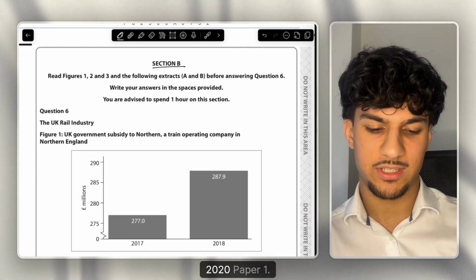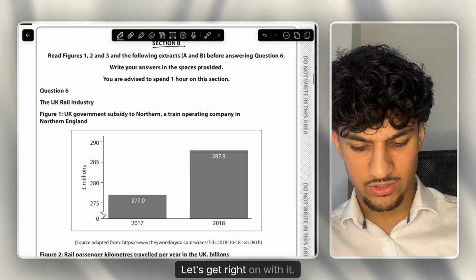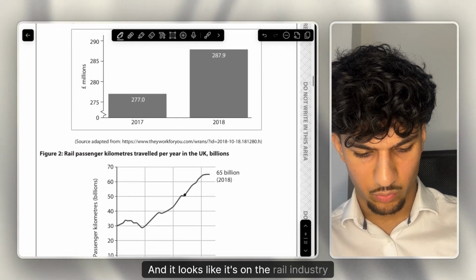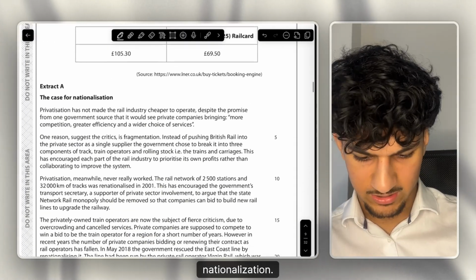Edexcel Section B 2020 Paper 1. Let's get right on with it. And it looks like it's on the rail industry nationalisation.